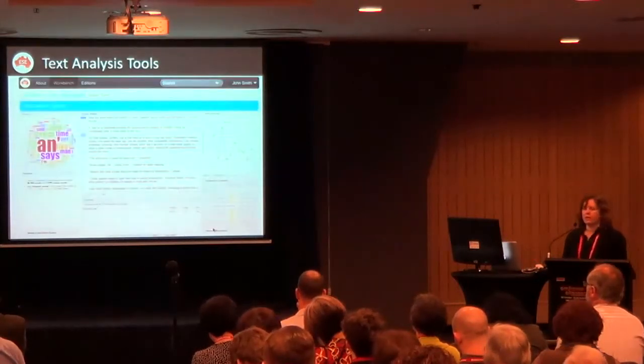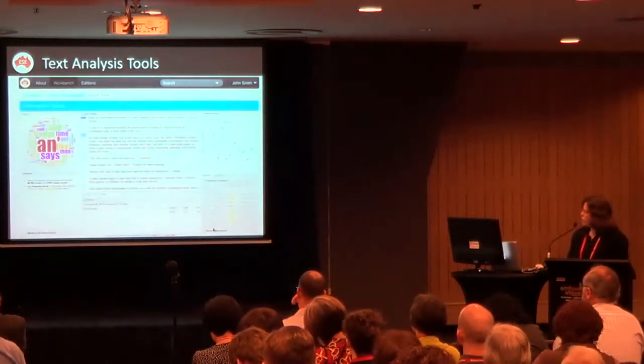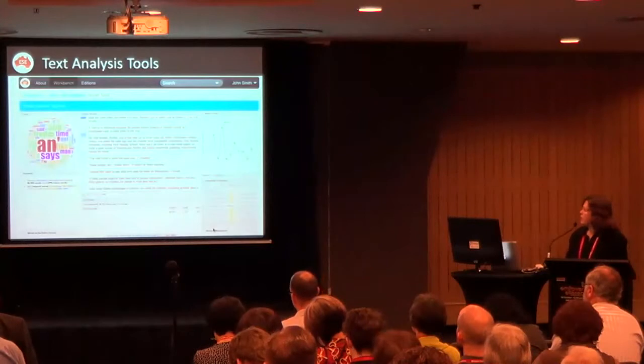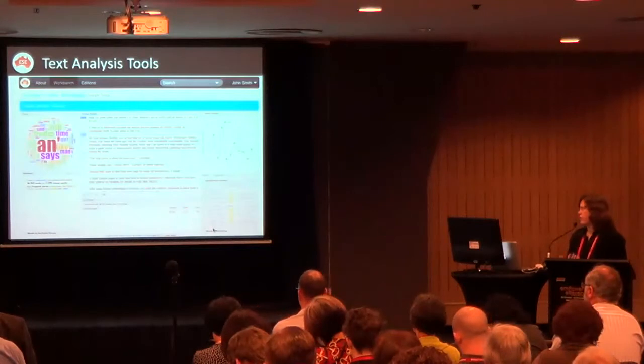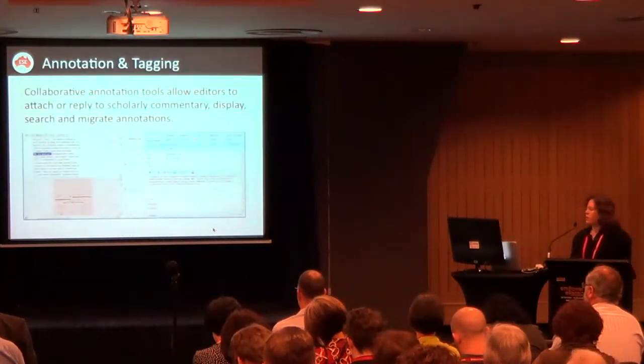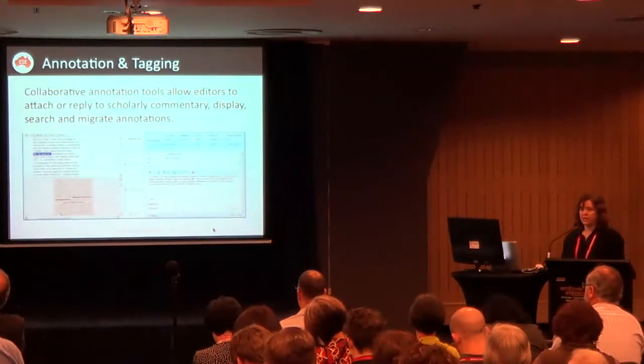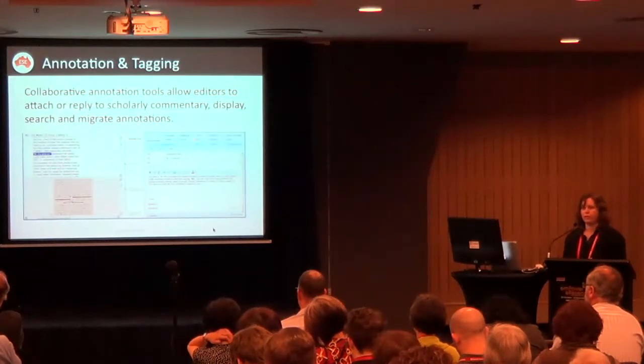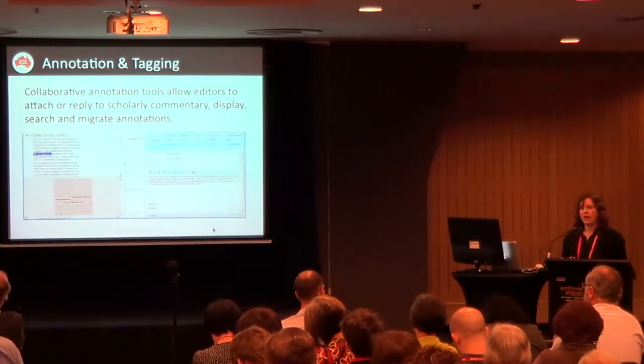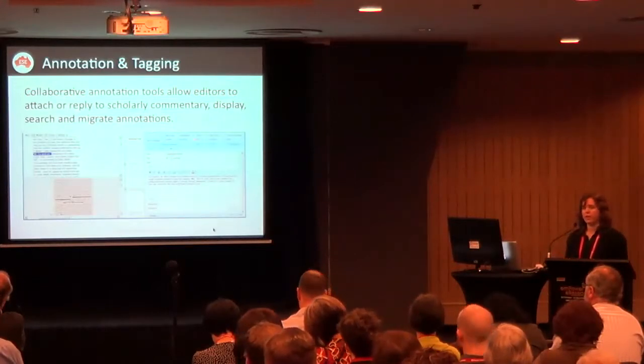We also want to integrate textual analysis tools, such as the Voyant tools that are shown here, that give us lots of different views on the actual content of those versions, things like word clouds and frequency analysis and collocated words. One of the other categories of tools that we're integrating are the annotation and tagging tools, and these allow editors to attach scholarly commentary in the form of, for example, explanatory notes, but also allow communication between editors and between people who are perhaps studying the work at a later point after the edition has been finalized.